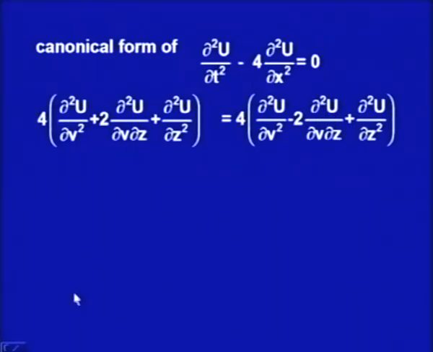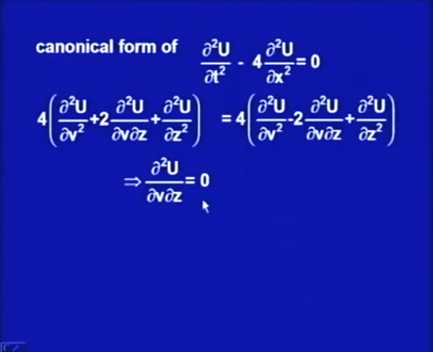Now, if we just simplify it, we do get that ∂²u/∂v∂z is equal to 0. That is, this has changed to the canonical form. We do get very easily that the terms involving the second derivative with respect to v and second derivative with respect to z are equal on both the sides. So, they would be cancelling out.